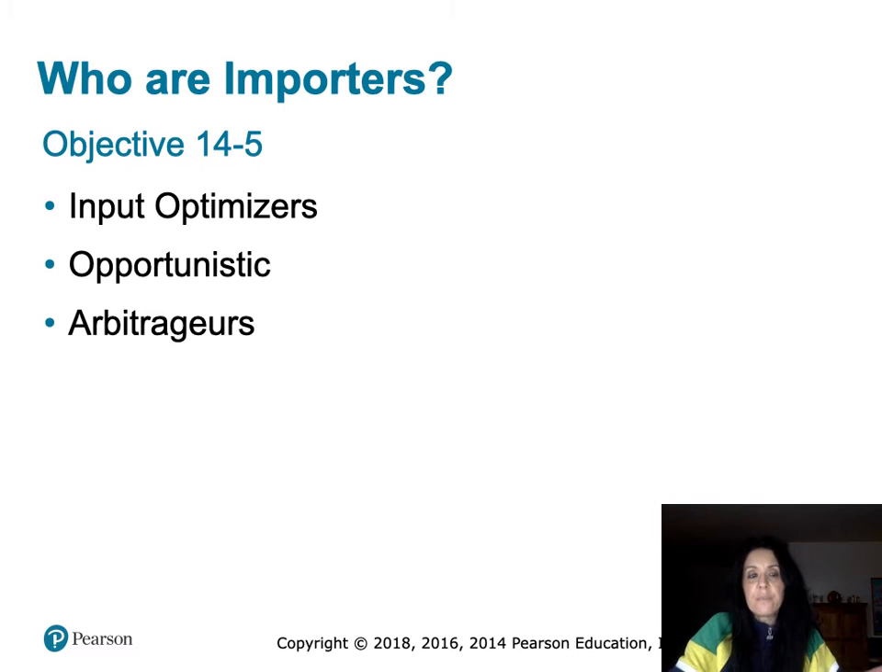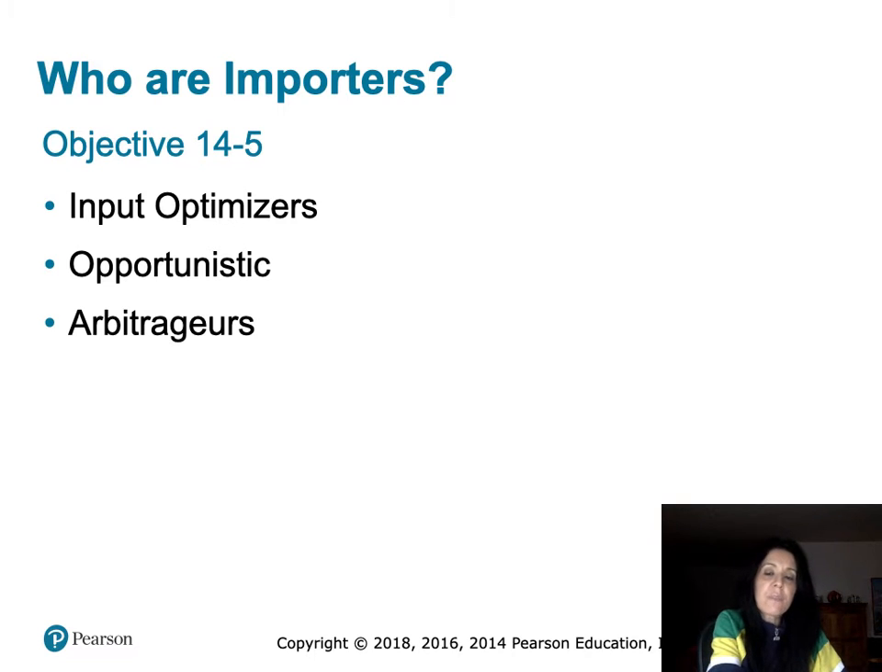So there are further motivations for importers, and those motivations create a certain portrayal of an importer. We have different portrayals of importers. So who are these importers? There are input optimizers, and there are also opportunistic importers. So let's cover input optimizers, in addition to opportunists, and arbitrageurs.